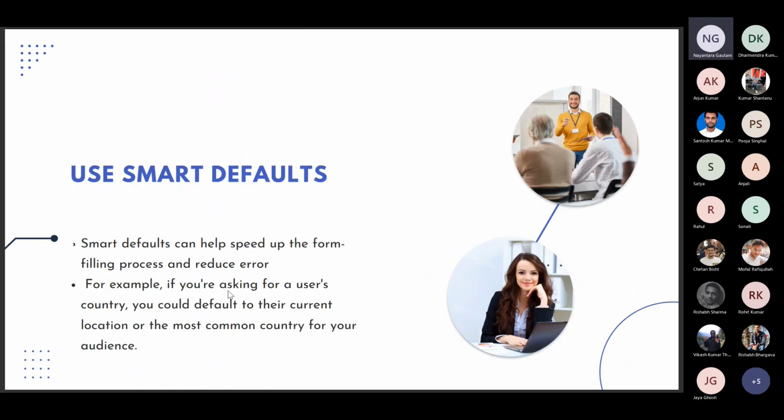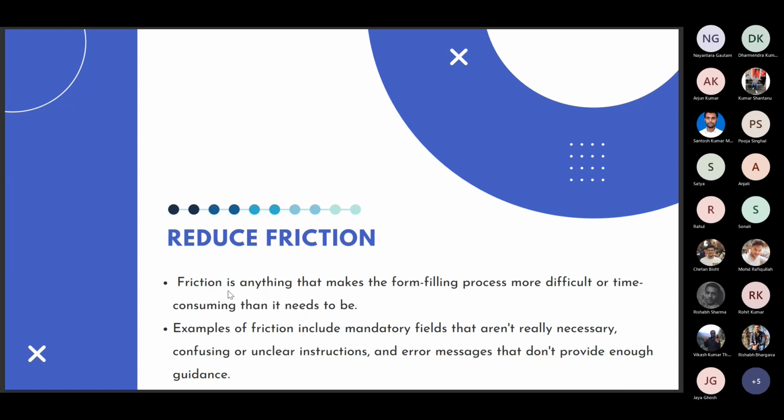Then we can start, or we can also use smart defaults. So smart defaults basically help in speeding up the form filling process and reduce errors. For example, if the form is asking for a user's country, then the form should be able to automatically identify the current location as India, USA, or whatever the location is, and fill it out. It helps in filling out the form with ease and speeds up the process as well.